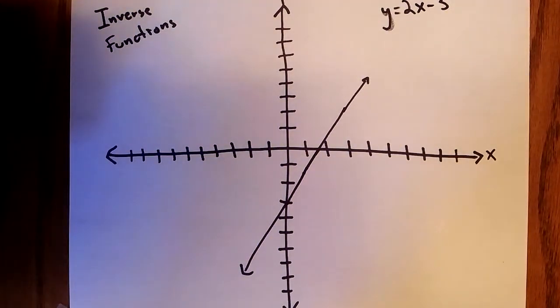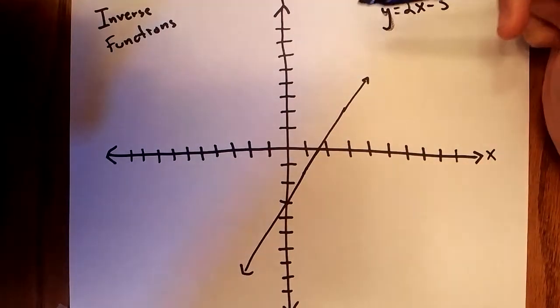In this video, I will explain the basic concepts of graphing an inverse function. For a function to have an inverse, it must be one-to-one, which means there must be only one x value for every y value.